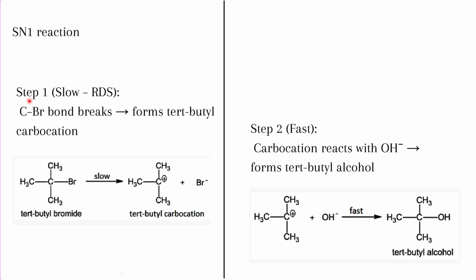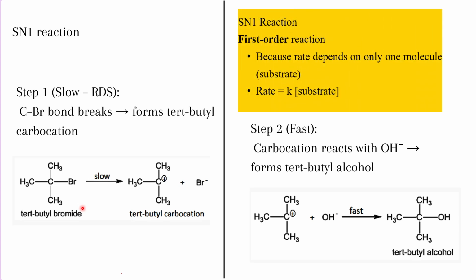As I can see, I have two steps, step 1 and step 2. Out of these two, the first step is the slow one, and from this step I am going to determine the order of the reaction. Only one reactant is involved, so my rate is dependent only on one molecule, hence the order of the reaction is 1. So remember this point: the order of reaction for SN1 is 1, because the rate of reaction is dependent only on the concentration of the substrate, not on the nature of the nucleophile. I will also explain why it is not dependent on the nature of the nucleophile.